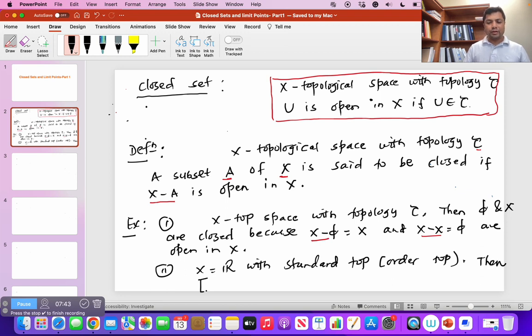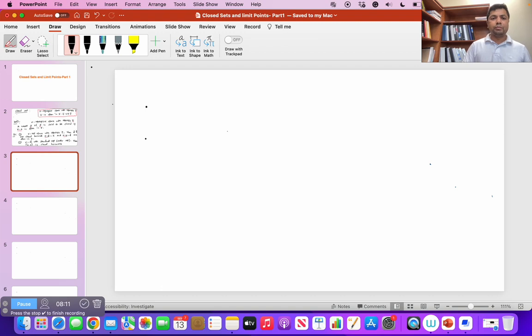This type of interval [a, b], that means all the real numbers between a and b, including a and b, is closed. This is because if it is closed, then its complement must be open. Okay, let's take a look at the complement of that closed set [a, b] in R.